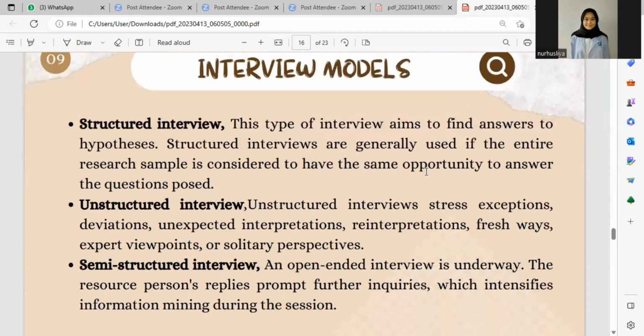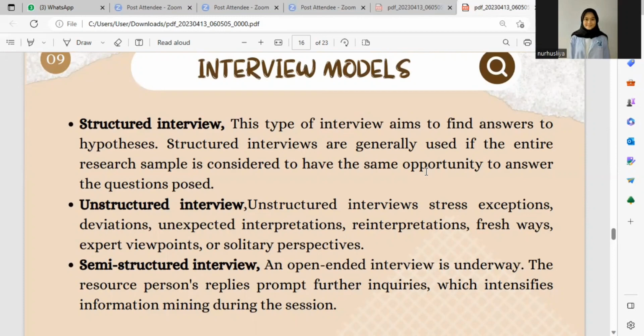Next, structured interview. In a structured interview, the interviewer states the problem and questions to ask. This type of interview aims to find out answers to hypotheses. Structured interviews are generally used if the entire research sample is considered to have the same opportunity to answer the question posed.